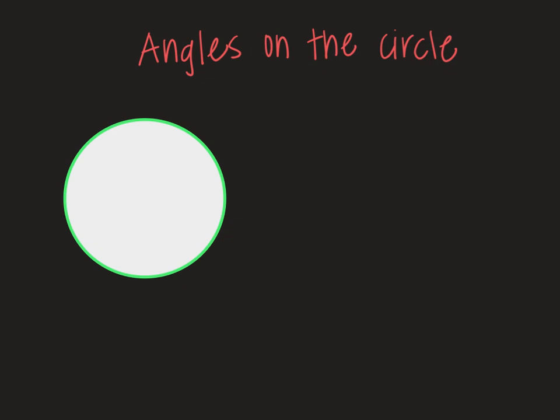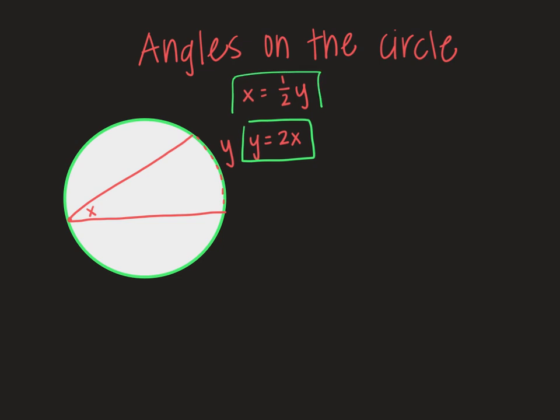For angles on the circle, so these are our inscribed angles, say I had a measure of my angle X, and say that my arc here was Y. So X would equal half of Y, and Y equals 2 times X. So these are your two equations, and they're just: if you know X, then what's Y? If you know what Y is, then that's what X is.